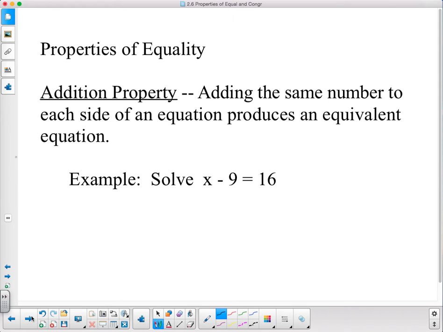So you did addition property of equality in Algebra 1 when you were given a problem like solve x minus 9 equals 16. What do you do to solve that? Okay, Kenna? What do you do to solve this one? To one side? 16 plus 9. Aren't you actually adding 9 over here also? So what you're doing is adding 9 to each side of an equation. That's what the property says you can do. Adding the same amount to each side of an equation produces an equivalent equation. An equation that's still equal has the same solution.